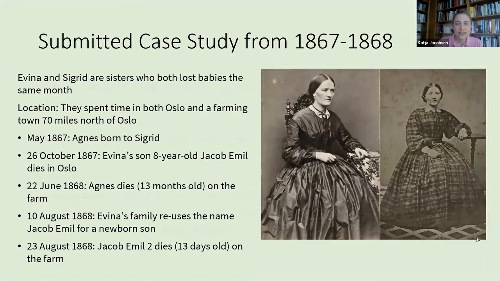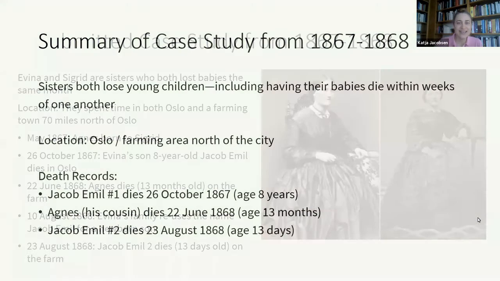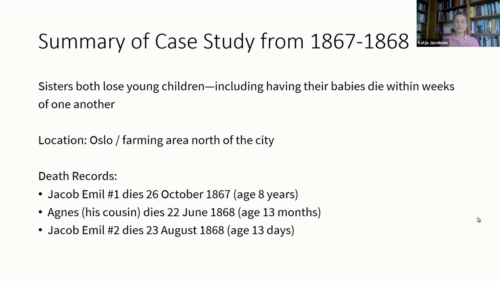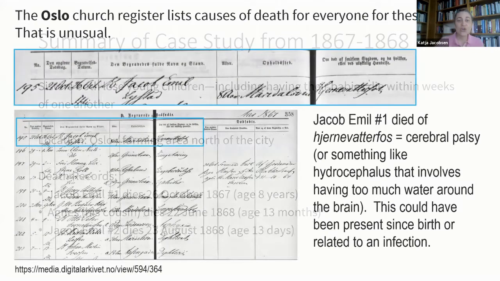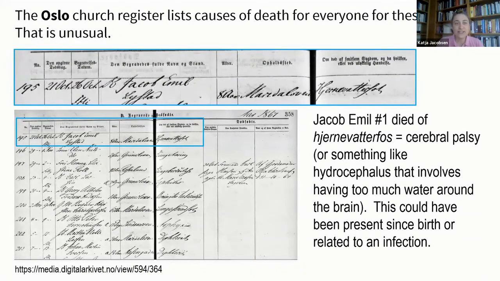So when we look at the case study here, the premise for the person, place, time is that there are 3 deaths that we're interested in: Jakob Emil dying at age 8, his cousin dying at age 13 months the next year, and his brother dying as a newborn shortly thereafter. When we look at the records from Oslo, these are beautiful in terms of handwriting, right?